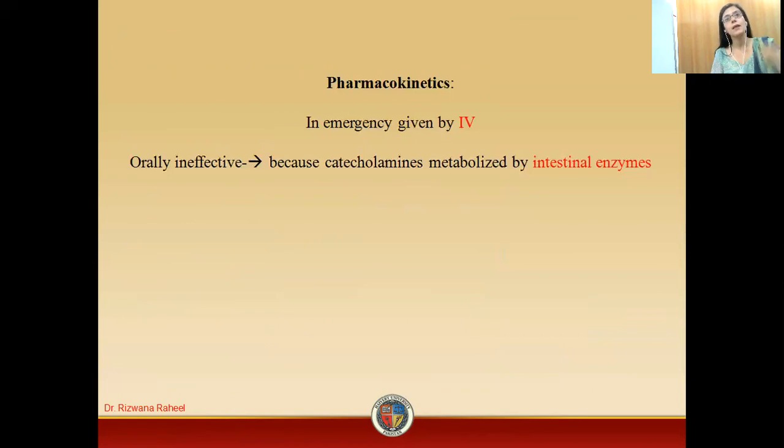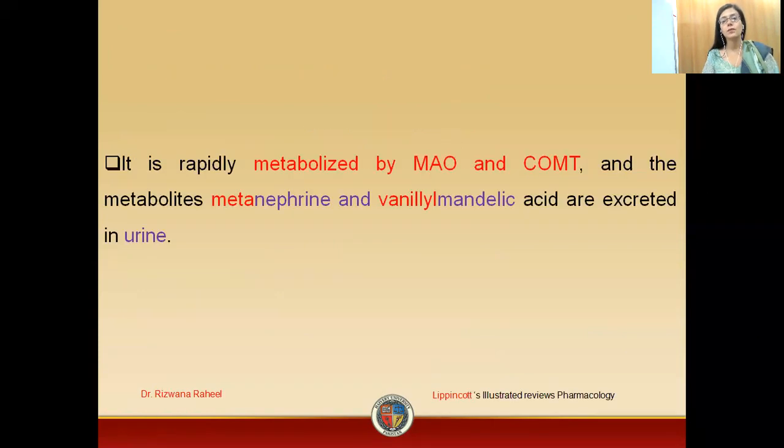Secondly, this drug is readily degraded, particularly in oral cases, because of the enzymes which are present in your intestine. So this drug can be metabolized by MAO, that is monoamine oxidases, and catechol O methyl transferases. What these will do is metabolize epinephrine into metabolites which are excreted in the urine. So what are these metabolites? These are metanephrine and vanillylmandelic acid.